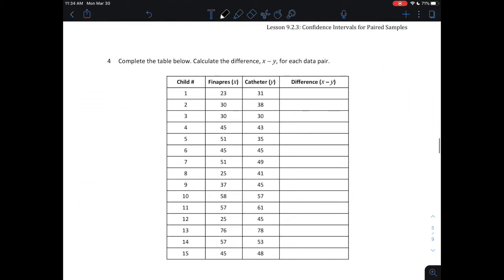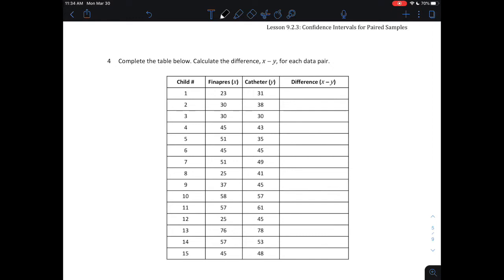Number 4, complete the table below. Calculate the difference x minus y for each data pair. So what they have done is they have assigned the letter x to stand for the Finepress method. So below the word Finepress, we have all of the numbers that went for the blood pressure readings for that method, and they're just labeling that data set as the x values. And then the catheter method, we have numbers below the word catheter. Those are all of the y values.